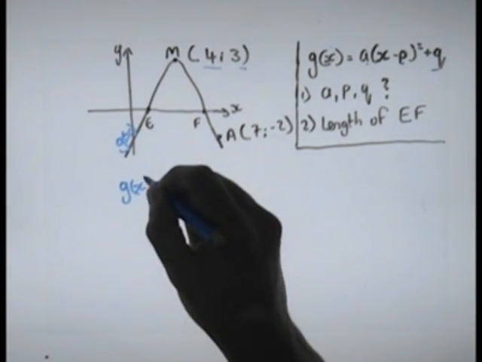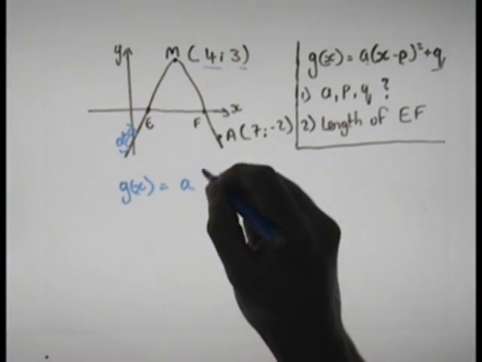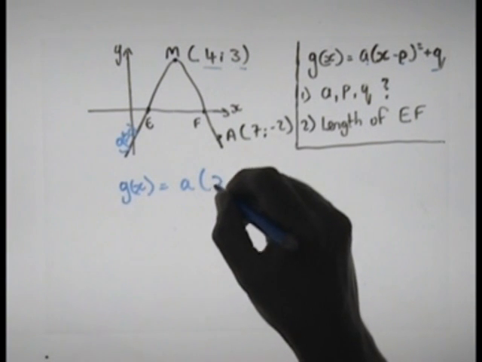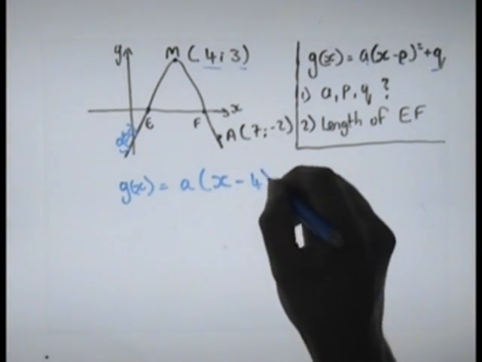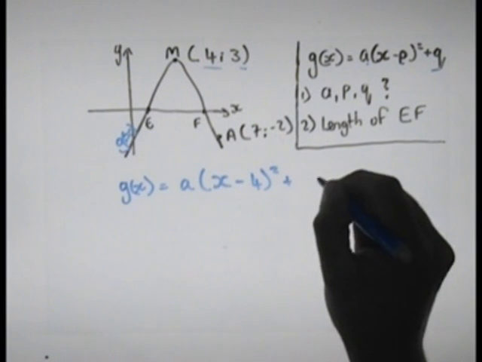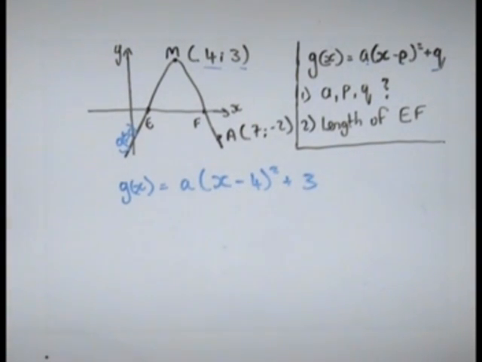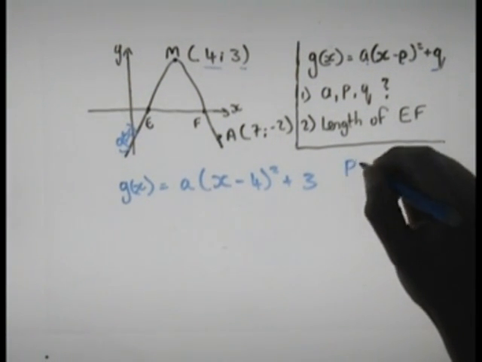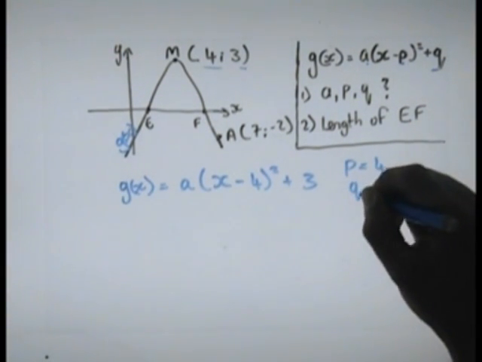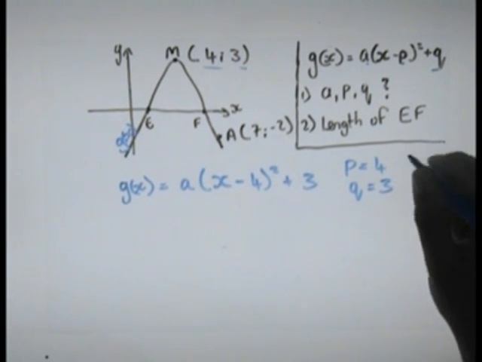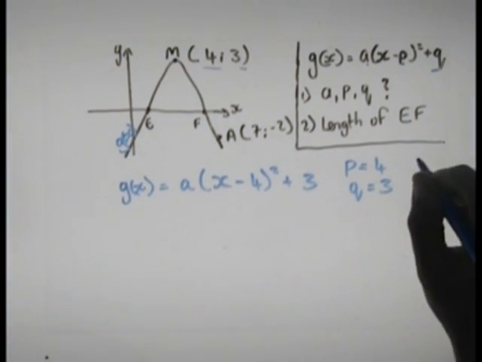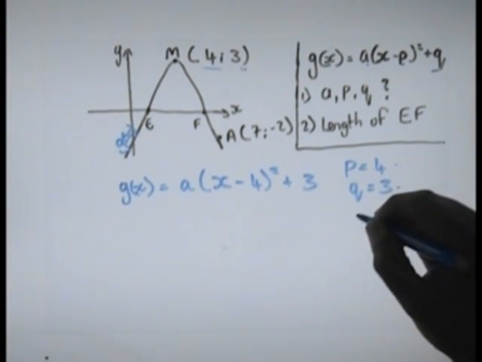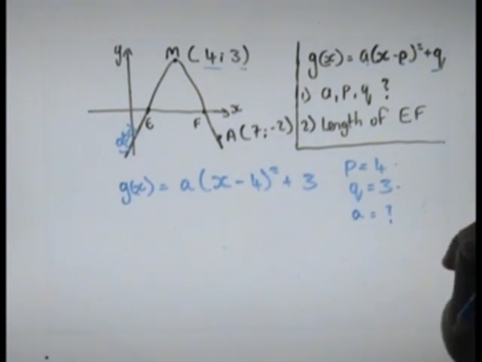Remember that the p value is the x-coordinate of our turning point. That means that it will read x minus 4 squared plus q, or plus 3. This is the equation of our parabola, which means that p is equal to 4, q is equal to 3, and we are still looking for our a value.